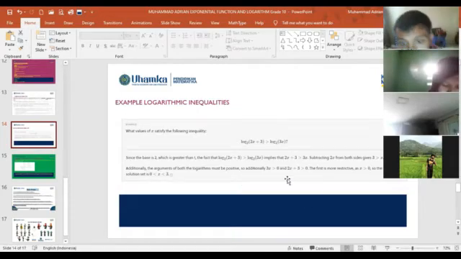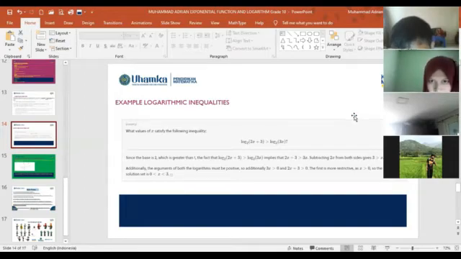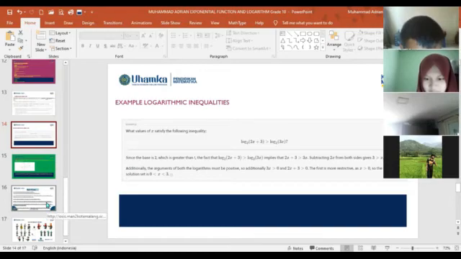So additionally, 3x bigger than 0 and 2x plus 3 bigger than 0. The first is more restrictive, so x bigger than 0. So the final solution set is 0 smaller than x smaller than 3.